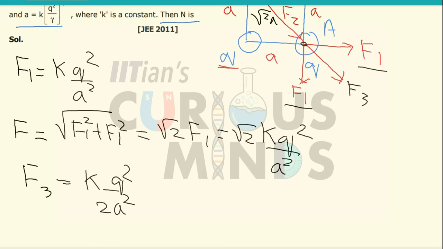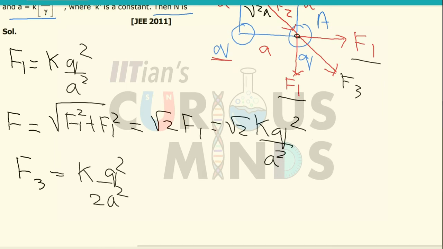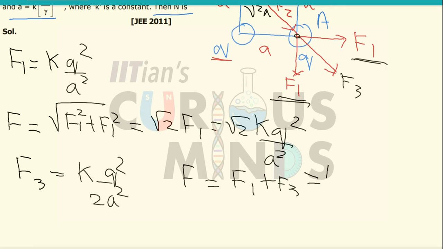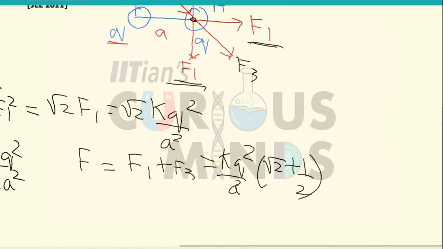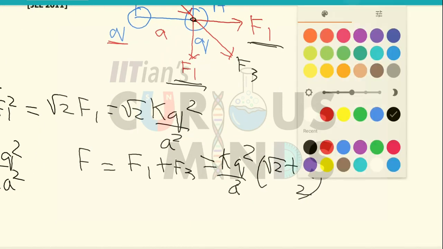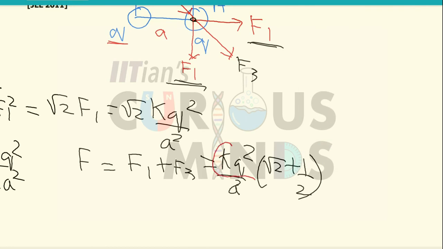Now the total force acting on this particle will be equal to F1 plus F3, that is the resultant due to the two F1 forces and F3. So it will be equal to k q square by A square, which is constant, times root 2 plus 1 by 2. This is the force acting on the particle. Now all these terms are constant: k, q square, and root 2 plus 1 by 2.